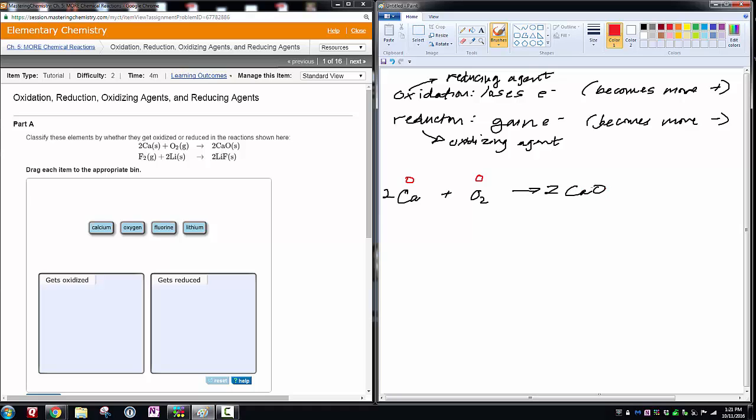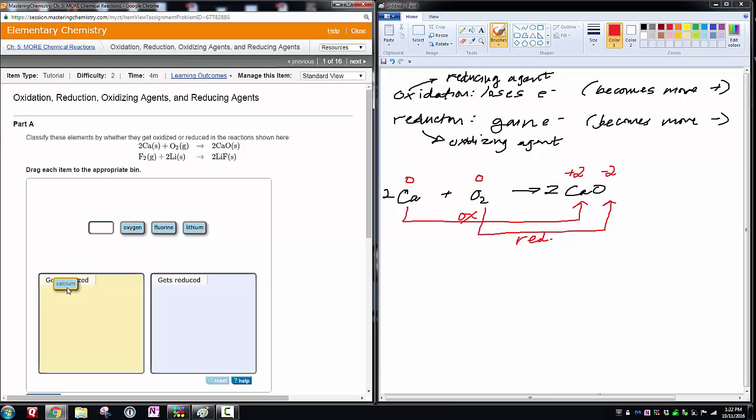Now CaO is an ionic compound. And for ionic compounds, we're just looking at the ion charge. Calcium's in group 2, so it has a charge of +2. Oxygen is in group 6, so it has a charge of -2. I verify that those must be correct because the charges must cancel to make a neutral compound. And then I can see, all right, calcium became more positive. That means it lost electrons, so it was oxidized. And oxygen became more negative. That means it gained electrons, so it was reduced. So what gets oxidized? Calcium does. What gets reduced? Oxygen does.